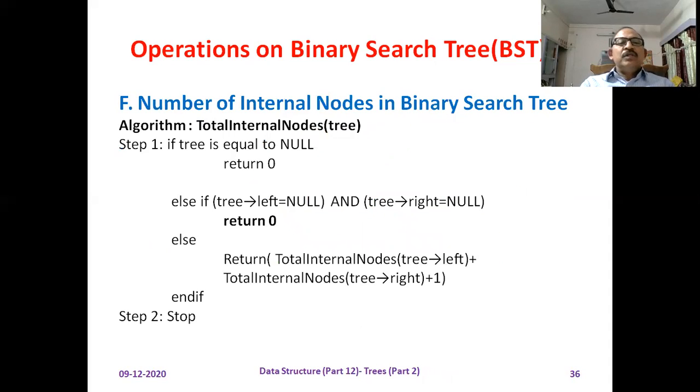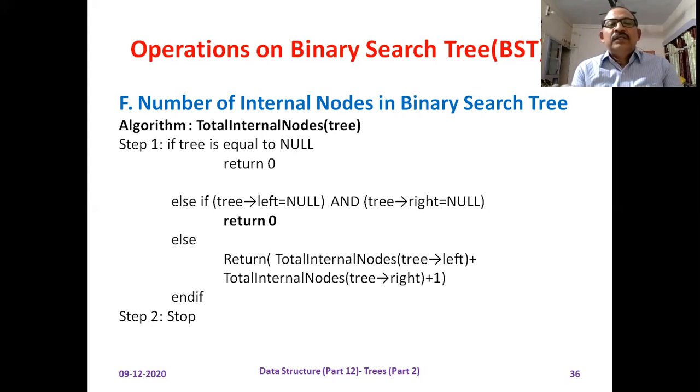Okay. In the same way, we can write a function to determine the number of internal nodes in the binary search tree. The name of the function is total internal nodes. If tree is equal to null, we return 0. Okay. And here we want to determine the total number of internal nodes in a binary search tree. Now, if tree is equal to null, return 0.